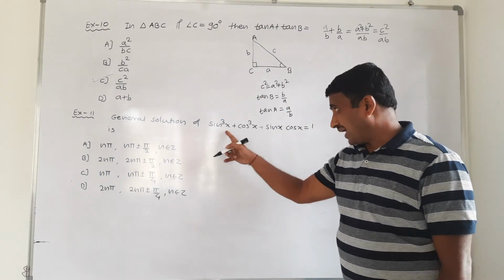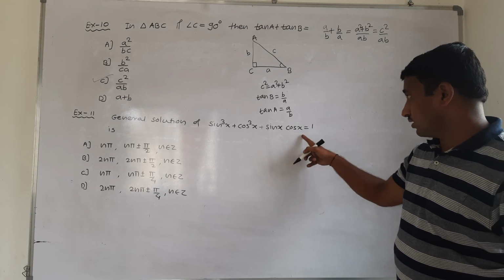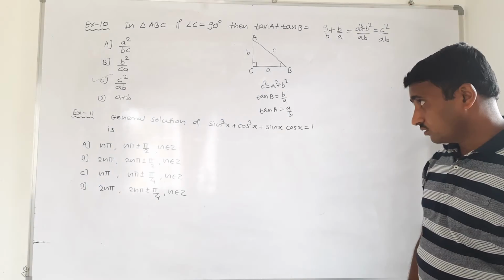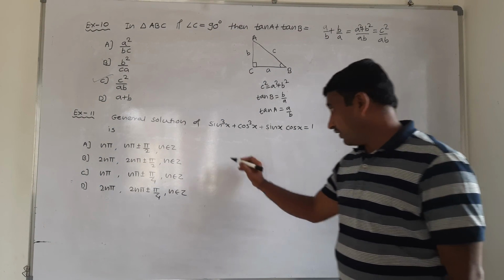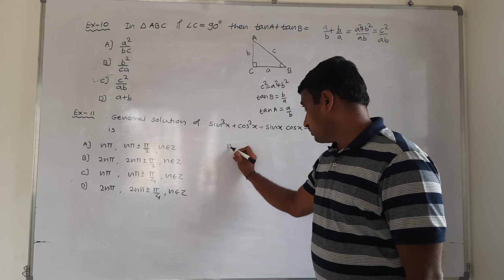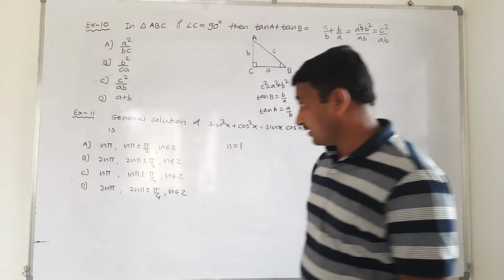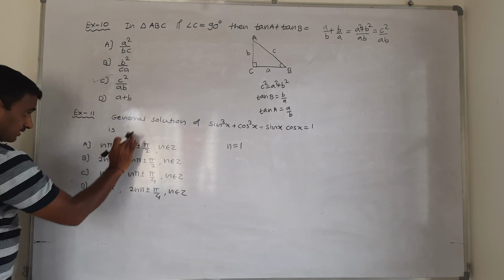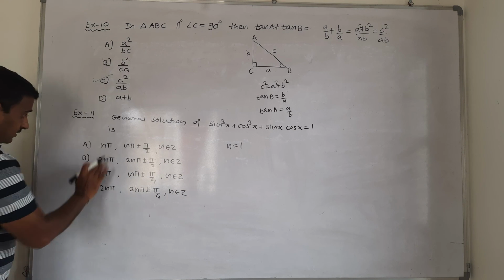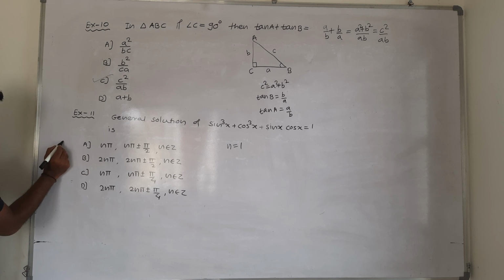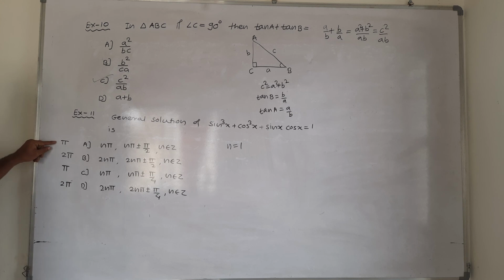A general solution of sin³x + cos³x + sin x cos x = 1 is dash dash. Now we solve this example by trial and error. When n is equal to 1, these are the roots: pi, 2 pi, again pi, then again 2 pi.